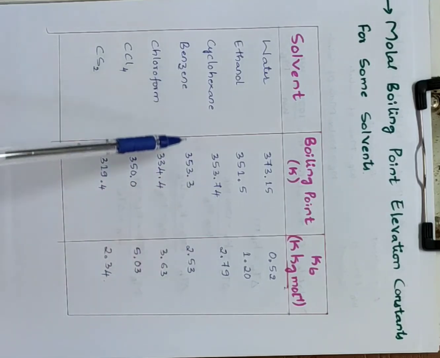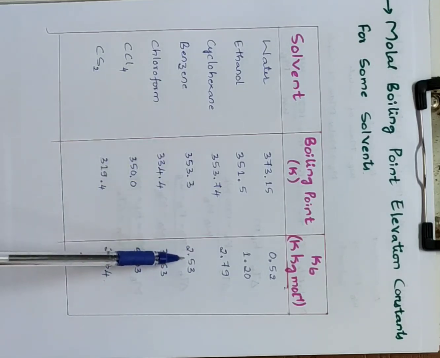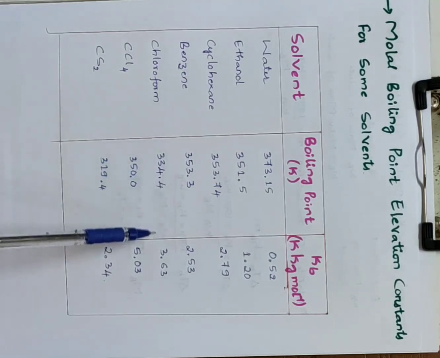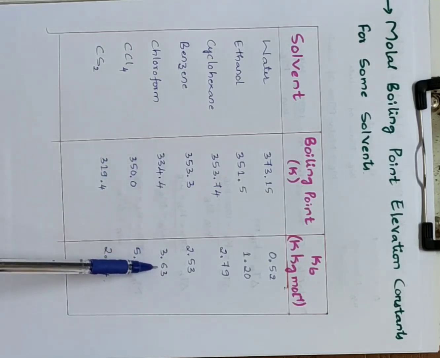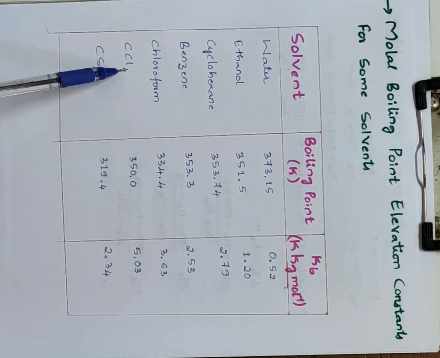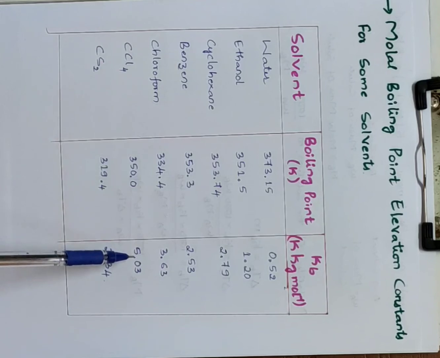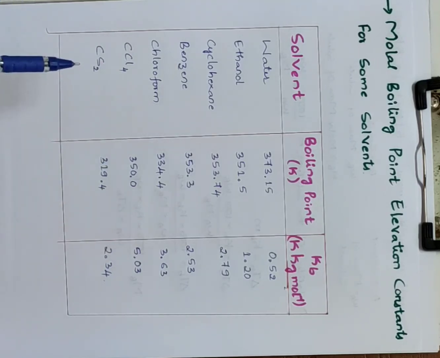For benzene, 353.3 and 2.53. For chloroform, it is 334.4 and Kb value is 3.63. For carbon tetrachloride, boiling point is 350 and Kb value is 5.03. And for carbon disulfide, its boiling point is 319.4 and Kb value is 2.34.